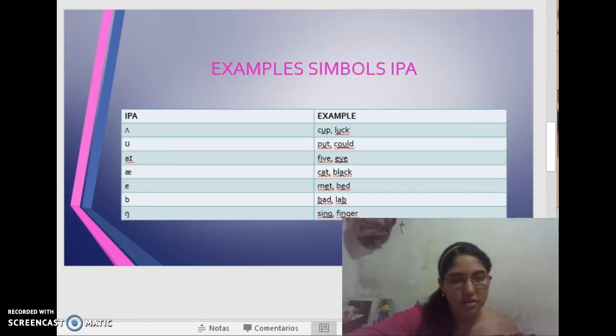Example symbols: IPA. First example: cup, look. Example: put, cold, put, cool.